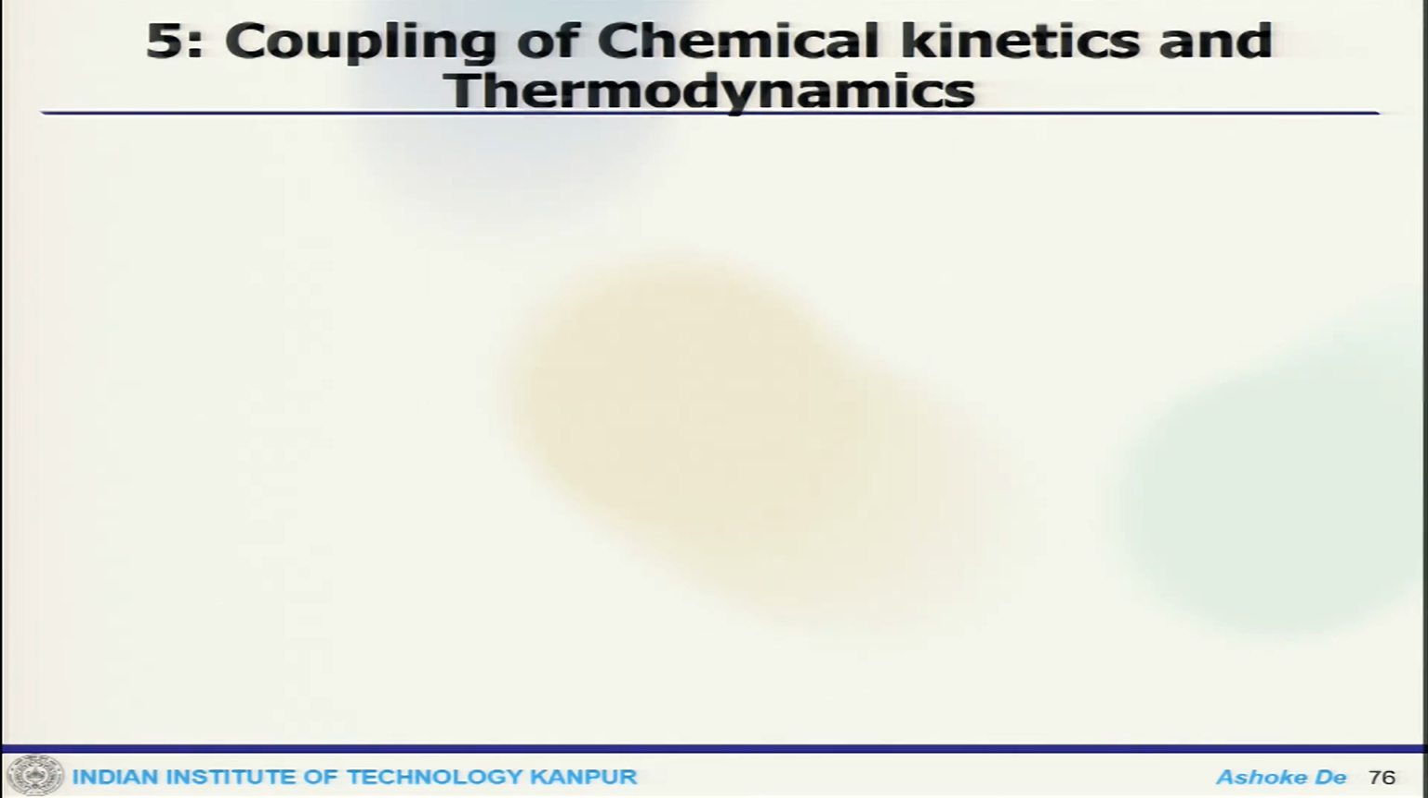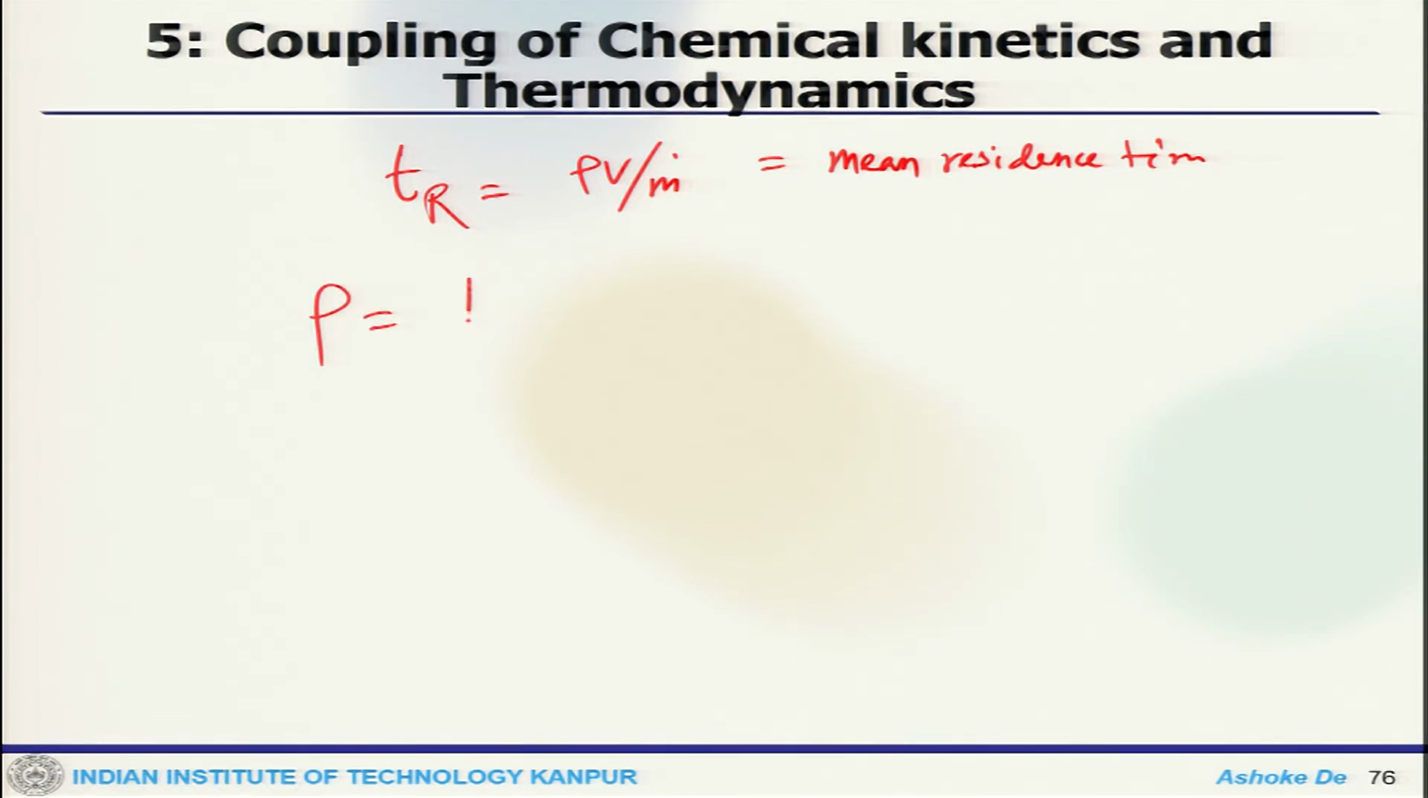Now, most of the time mean residence time is defined for the well stirred reactor, and that is tau r equals rho V by m dot. So, this is the mean residence time. Now, where the mixture density is rho equals P times the molecular weight of the mixture divided by R T.